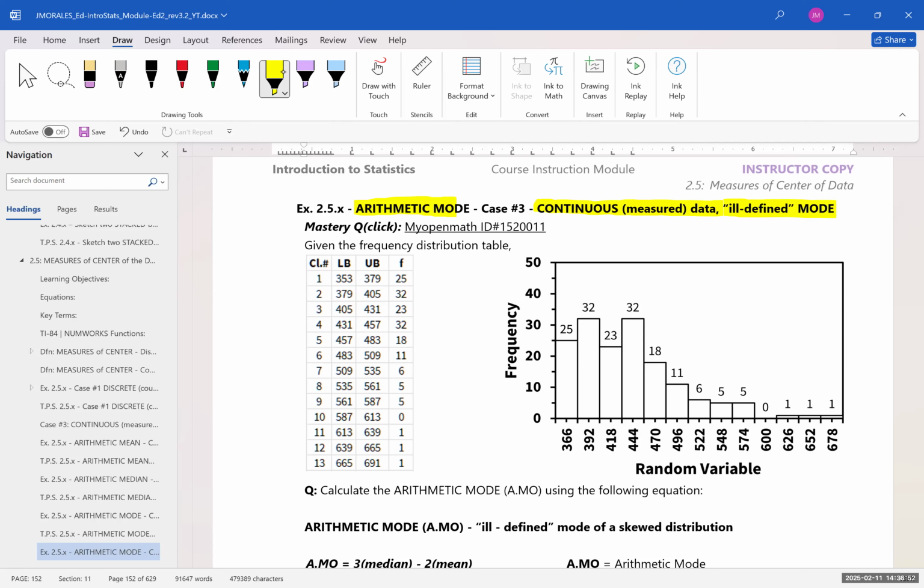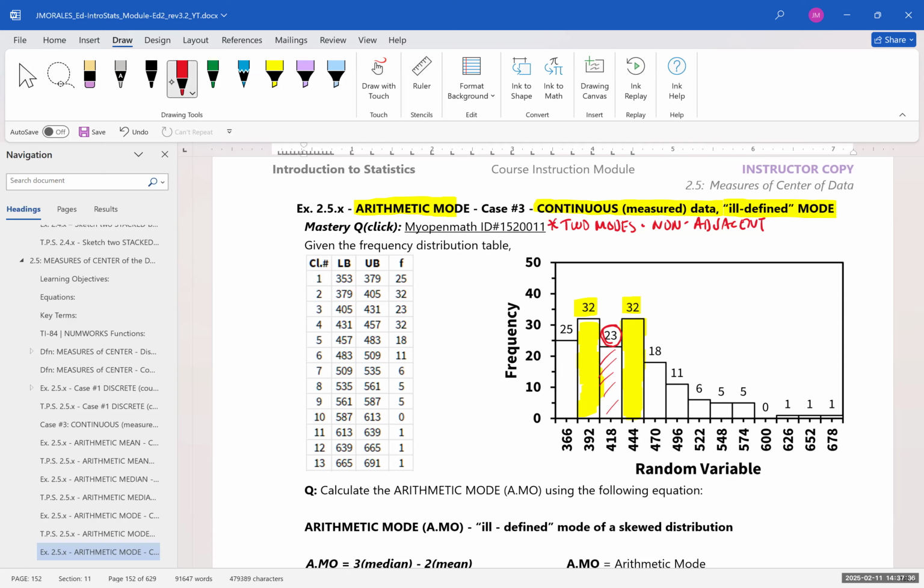It's an ill-defined mode because we have two modal classes. So this one and this one, because they both have the same frequency, but they are non-adjacent. Okay. Non-adjacent meaning they don't share a boundary. Instead, there's this class of 23 with a frequency of 23 in between them. Okay. So there's two things going on. One, there are two modes, and they are non-adjacent.